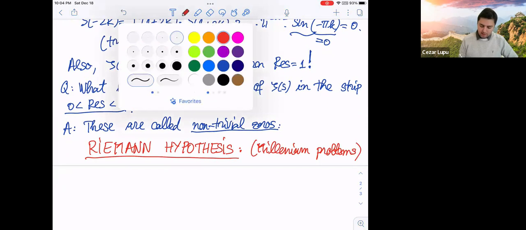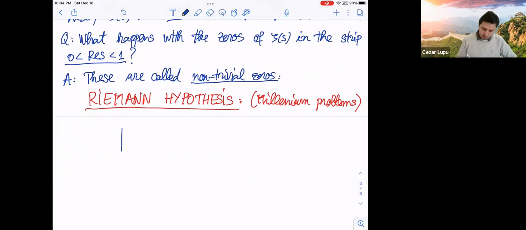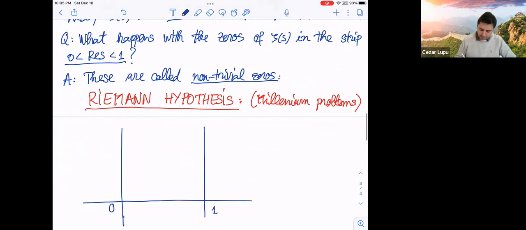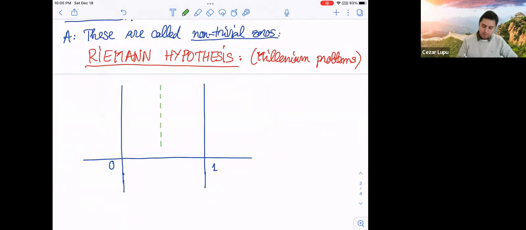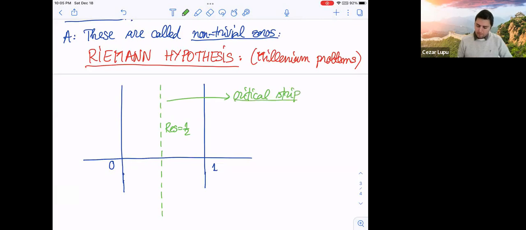Basically, Riemann's conjecture is that all of them are on this critical strip, when the real part of s is 1/2. So this is what we call the critical line. It basically says that all non-trivial zeros of zeta of s lie on the line where the real part of s is 1/2.